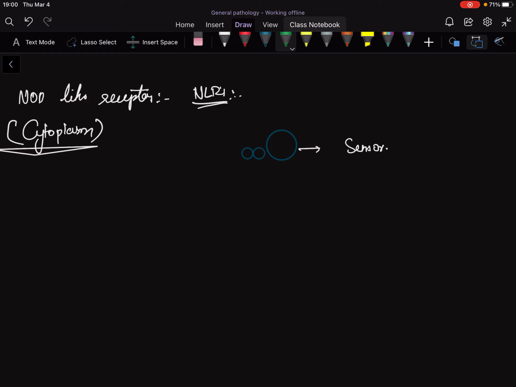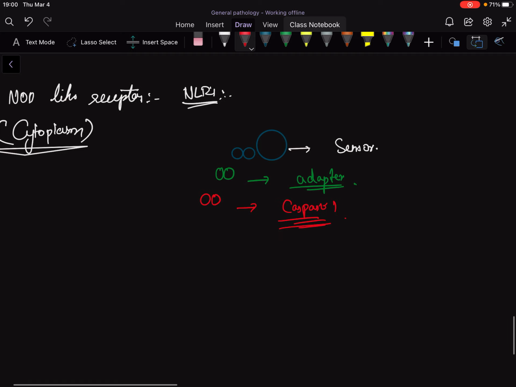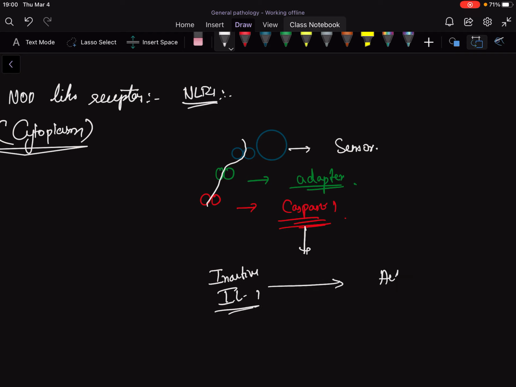And here is another protein. This is called the adapter protein, and finally there is an enzyme attached to it. This enzyme is caspase 1. So whenever NOD-like receptors are triggered, these multimeric complexes get attached, and this caspase 1 converts inactive interleukin 1 into active interleukin 1.